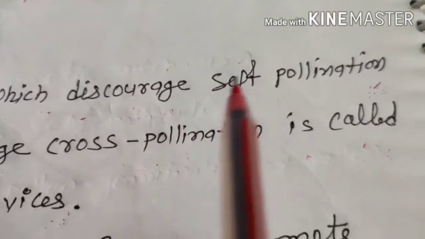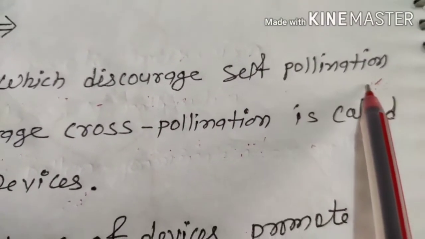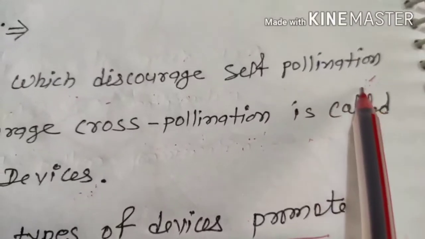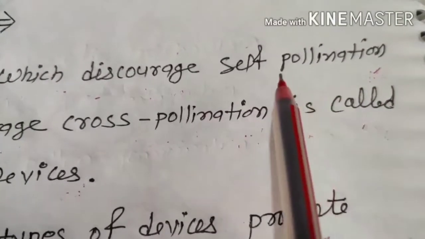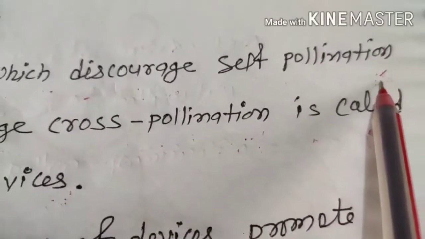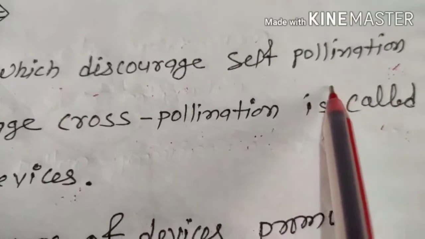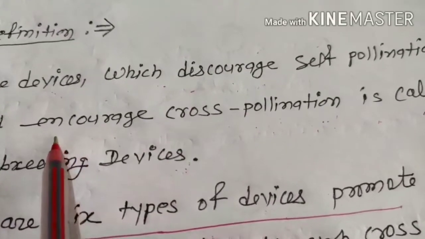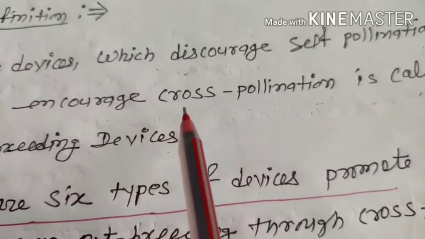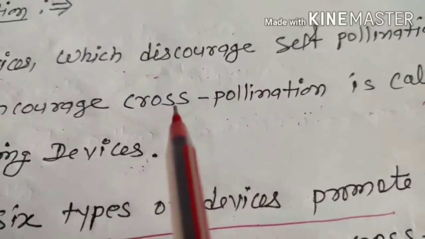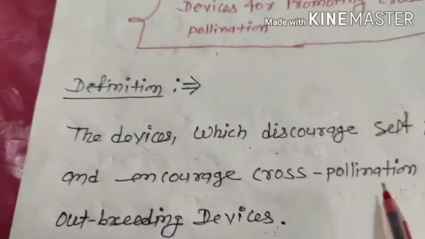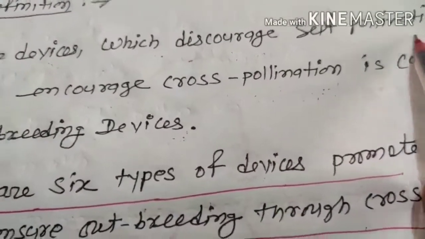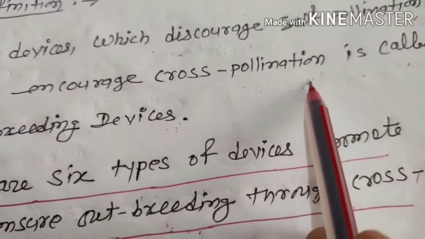We know that if self-pollination continues, then inbreeding depression takes place. If inbreeding depression takes place, then it decreases the fertility rate. So here we give more emphasis on encouraging cross-pollination, because cross-pollination helps in increasing the fertility rate. So with the help of outbreeding device, we discourage self-pollination and encourage cross-pollination.